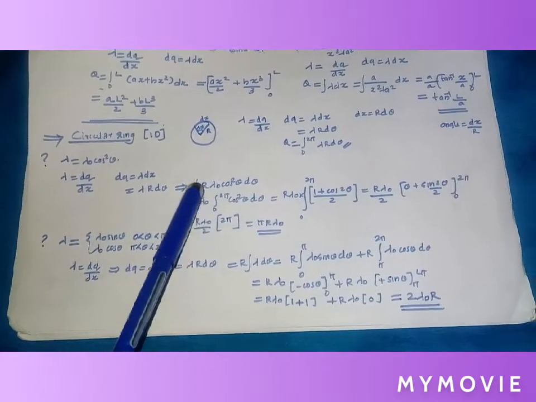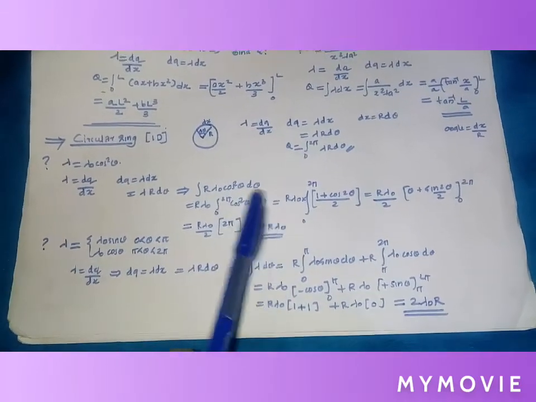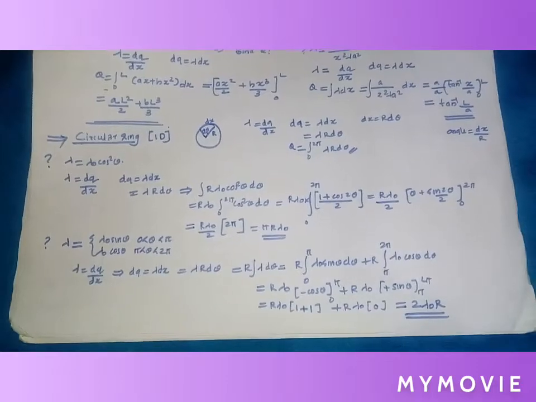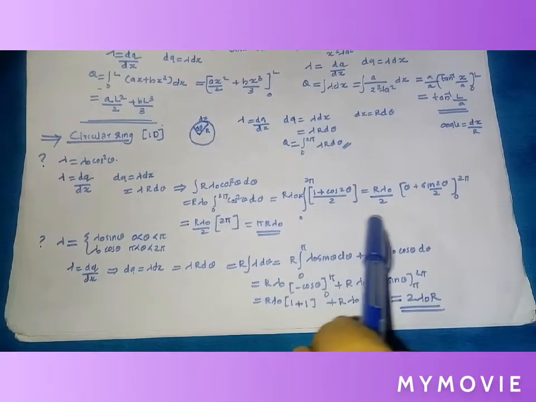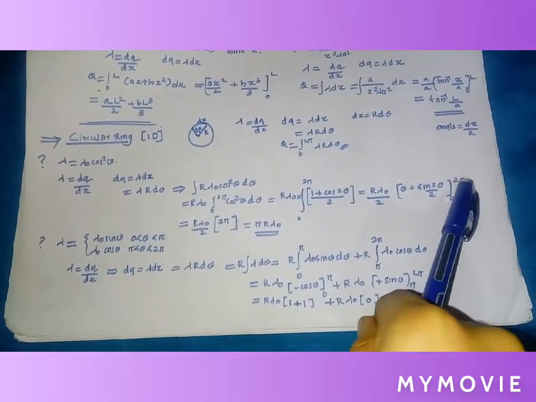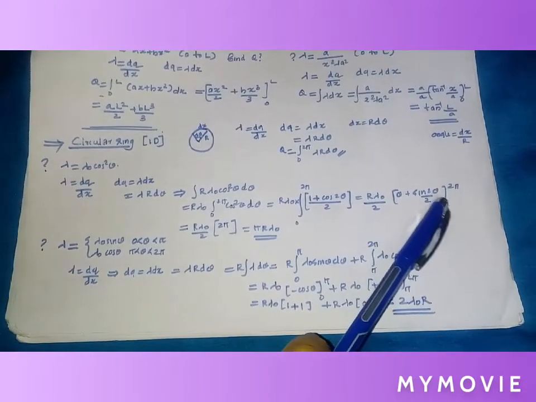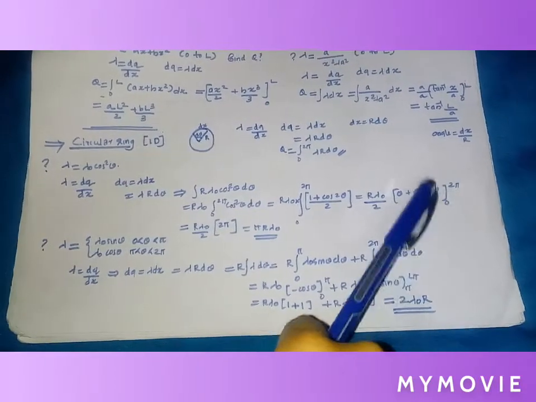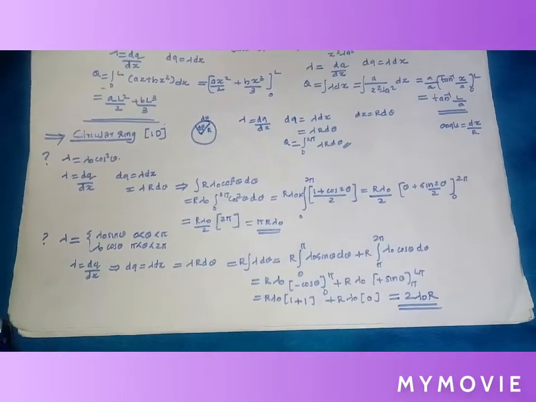Okay. So r lambda 0 is constant, and for the cos square theta d theta integration, we know that cos square theta is replaced with (1 plus cos 2 theta) divided by 2, and after integration we get theta plus sin 2 theta divided by 2, integral 0 to 2 pi. After applying limits, we know that sin 2 pi and sin 0 are 0, so we get pi r lambda 0. Okay.